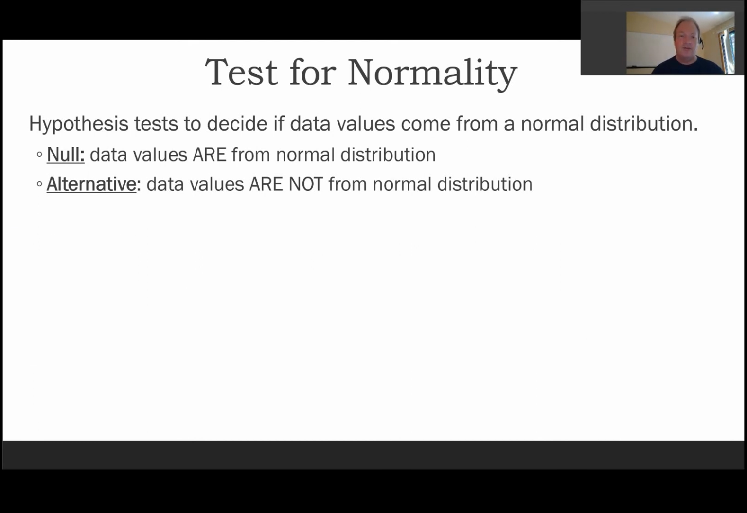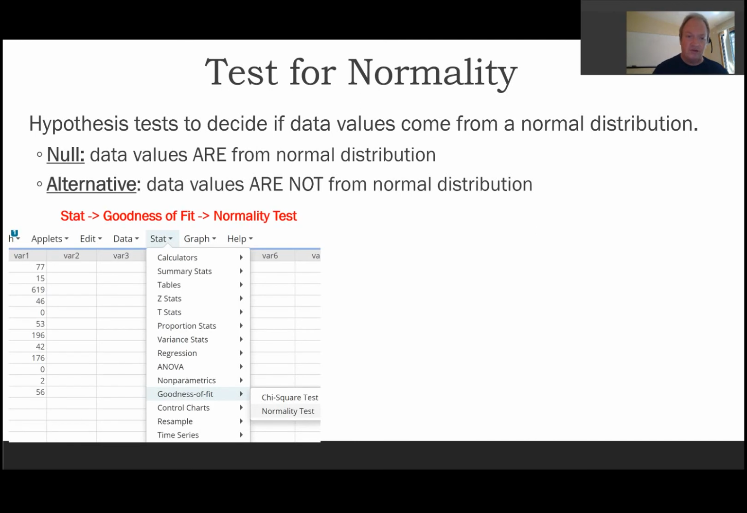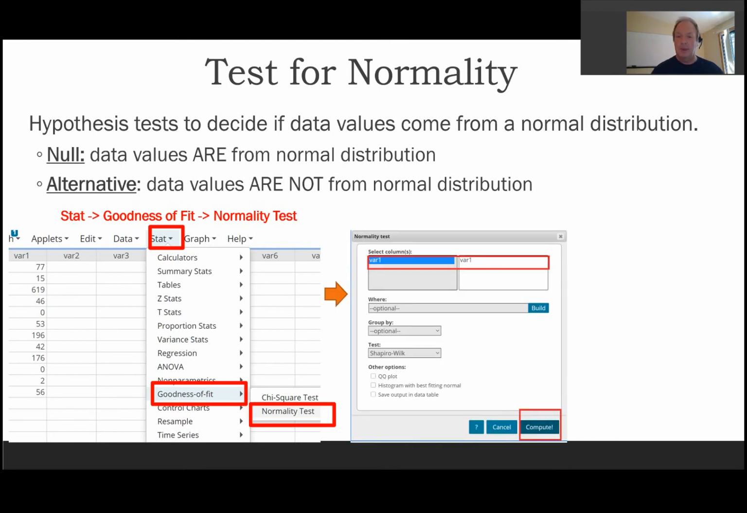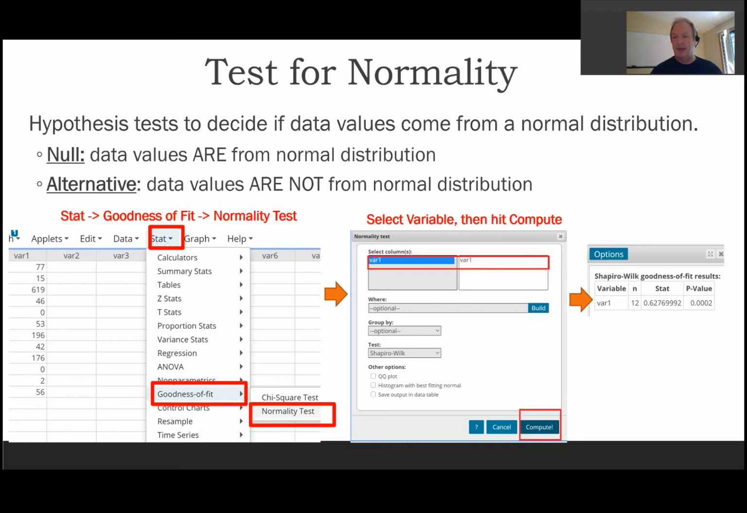And so how do we do this in StatCrunch? Well, we open up StatCrunch, and we click on Stat, and then in the menu, we choose Goodness of Fit. And then we go to the little sidebar and choose Normality Test. When you click on Normality Test, a new window will open. All you have to do is select a variable like you do when you're plotting or doing any sort of hypothesis test or summary statistics, and you click Compute. That's all you have to do. And then a new window will appear. And this is the output.